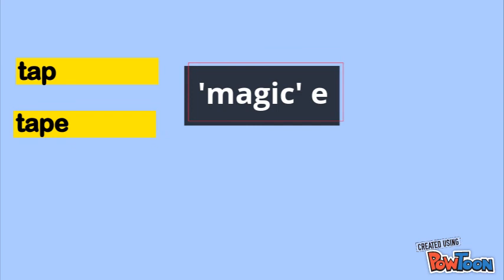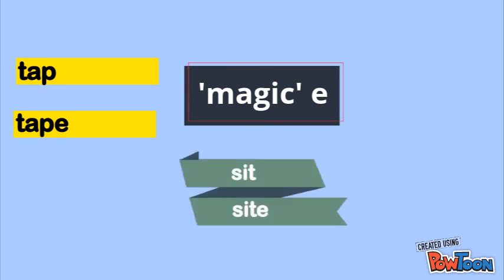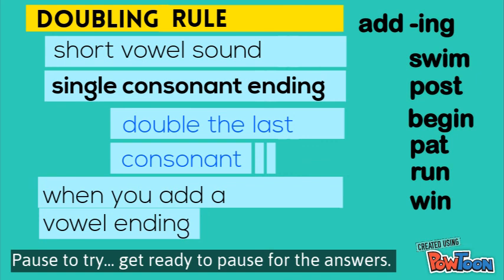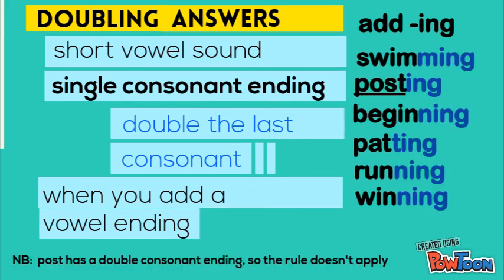Also, if we have a magic E at the end of a word, like a word like tap, and we put E on the end, we have tape. If we have a word like sit and we put E at the end, we have site. Pause and have a go at the doubling rule now. When we look at the doubling rule, it goes like this.